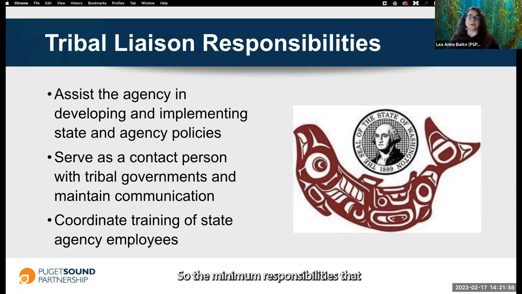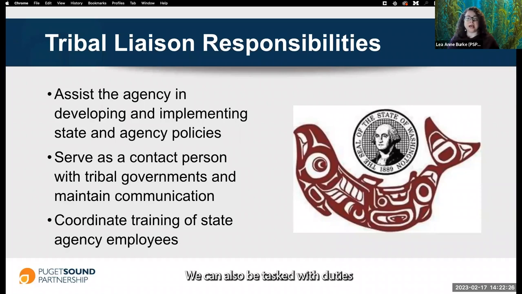The minimum responsibilities established per code are to assist the agency in developing and implementing policies that promote effective communication and collaboration. We serve as the primary contact person for tribal governments to maintain communication. And we coordinate the training of state agency employees in government-to-government relations. So that is just the minimum of what we do.